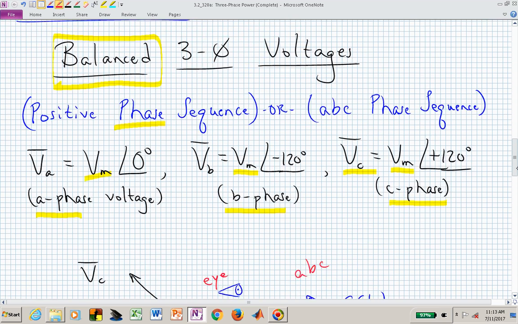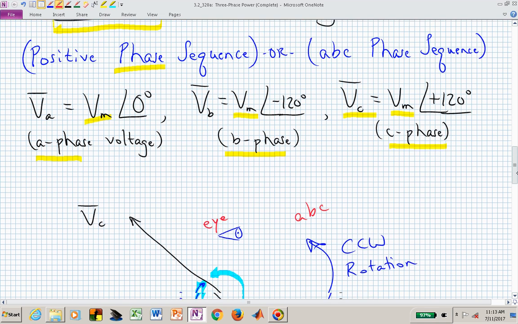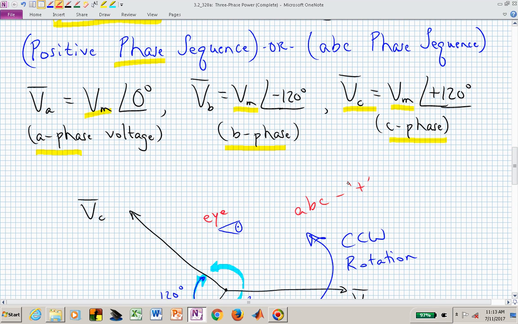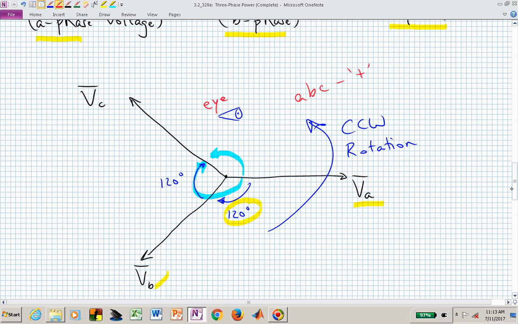If you forget where B and C are, then just think of positive as the typical way of saying your ABCs. It's ABC in that order. Then you can very quickly sketch this diagram and say, oh, here's my A phase, B, C. If I was sitting here and it was spinning in a counterclockwise rotation, which of these phasors will I see next? So I'll first see the A phase, then the B phase, and then the C phase, and that's a positive phase sequence.